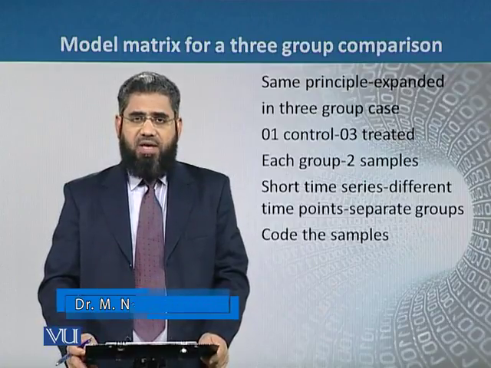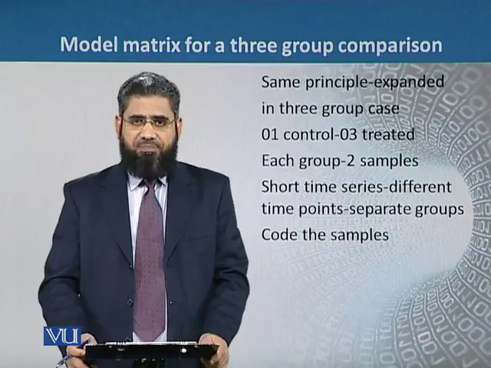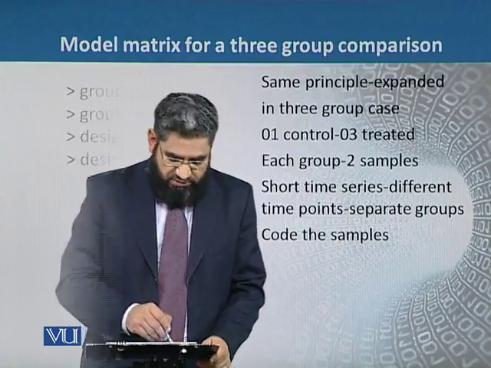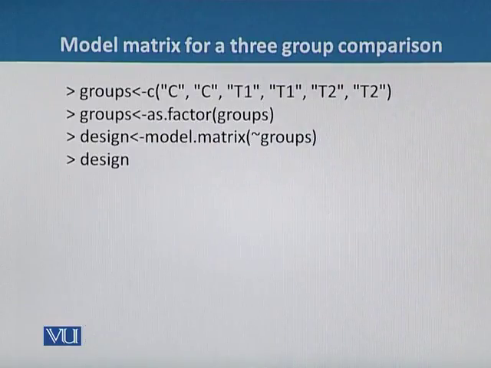And similarly, as in the case of 2-group comparison, we have to code the samples in this 3-group comparison. So we have to use the same command as we used previously for the 2-group comparison. The command will be groups C, and we remember that we used 3 C's in the 2-group comparison because we had 3 samples and 2 groups. So we use C, C, C and T, T, T. And we remember that C is for the control and T is for the treated sample.